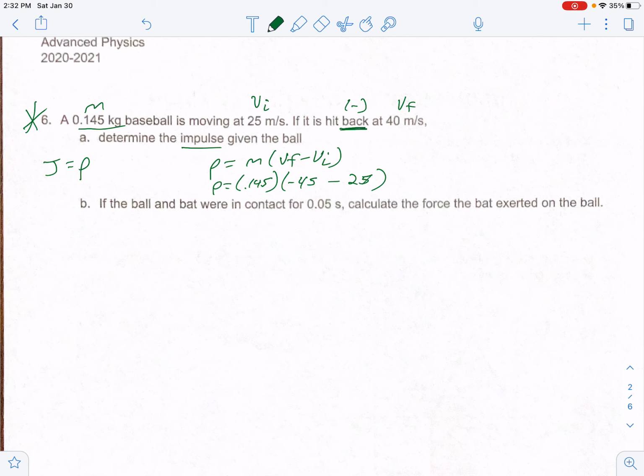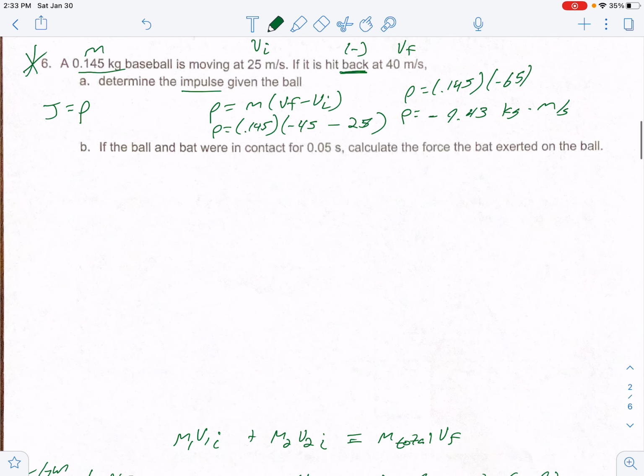Okay, so I'm going to clean this up. So P equals 0.145, and negative 40 minus 25 is going to give you a negative 65. So if you didn't get negative 65, chances are you didn't put the correct sign in there. So just multiply those two, and you get a momentum or impulse of negative 9.43 kilograms times meters per second. Okay, so that would be my answer there.